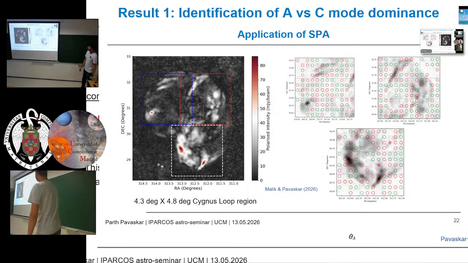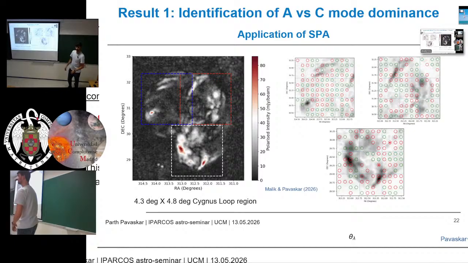Right. And then this is, I think, the last slide. Yes. The application of this method to real data is perhaps more important than the method itself, right? This is work that I did with Sunil here last year, where we tried to analyze the magnetic field and the turbulent field in the Cygnus loop region, which is essentially this map shown here, where we divided the region into 3 sections that we thought had some interesting structures in the polarized intensity maps.